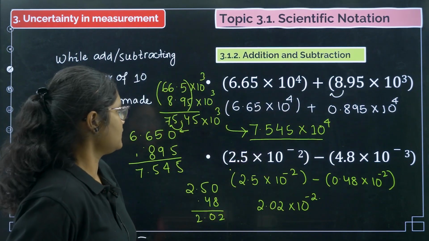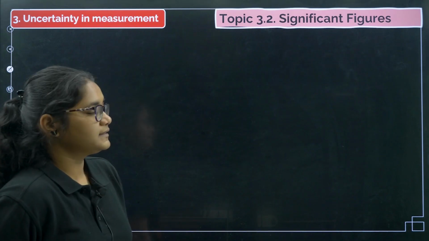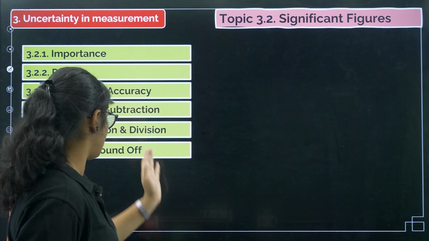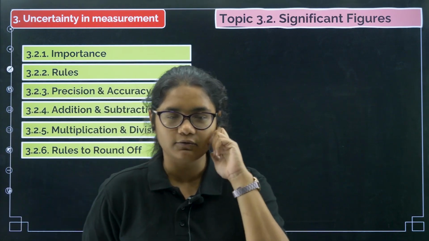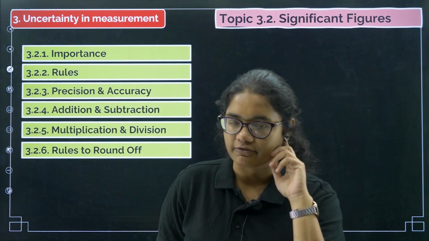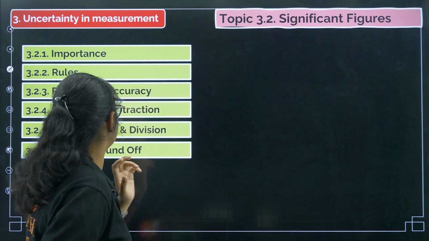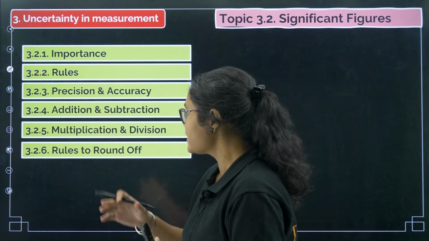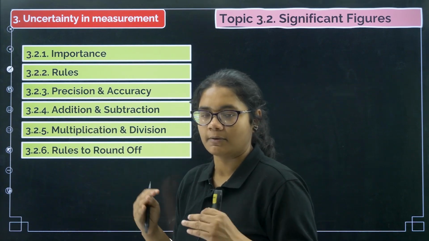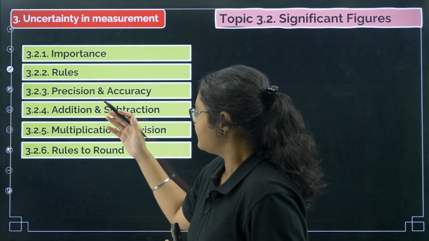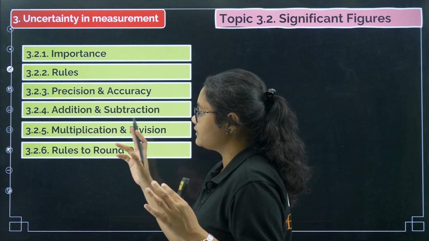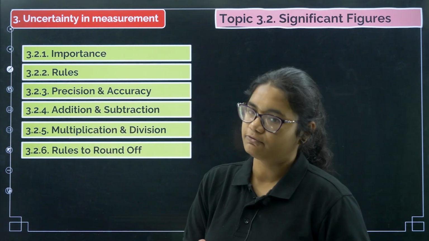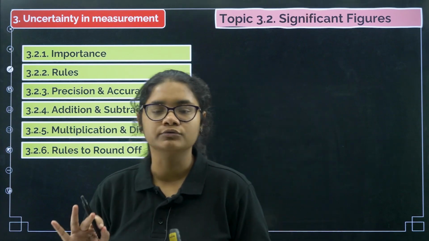Now coming to the next thing, that is significant figures. This is very important. We will be discussing what the need for significant figures is and why it is important. Second, how to find the number of significant figures and what rules are to be followed. Then something in brief about precision and accuracy. Then how to calculate significant figures while adding, dividing and multiplying two numbers. And lastly, the rules to round off.